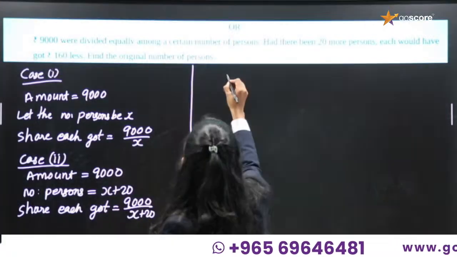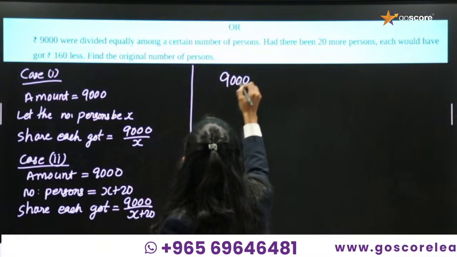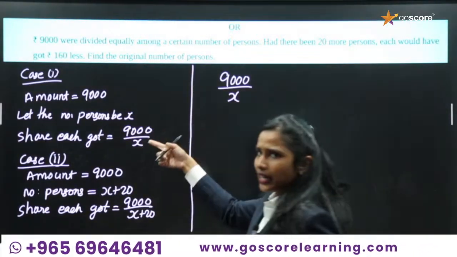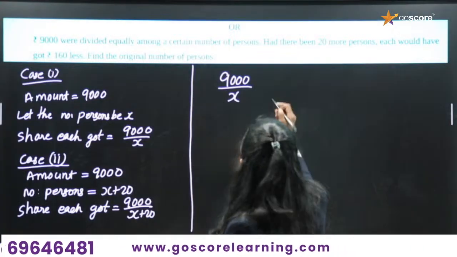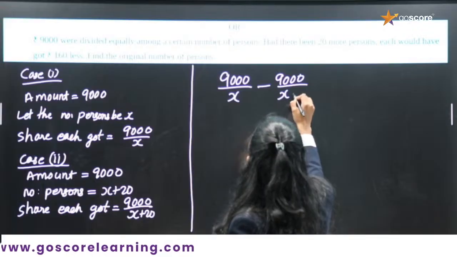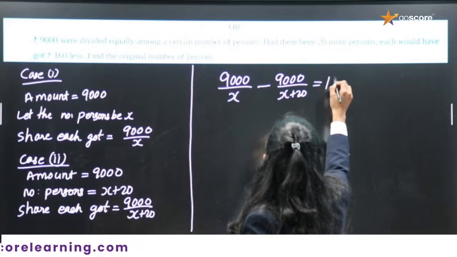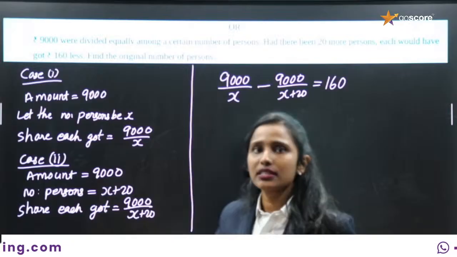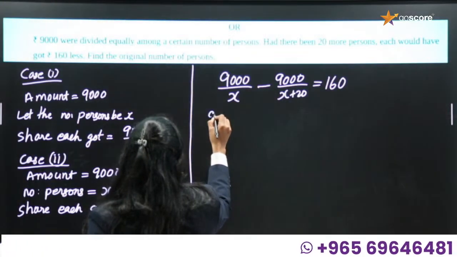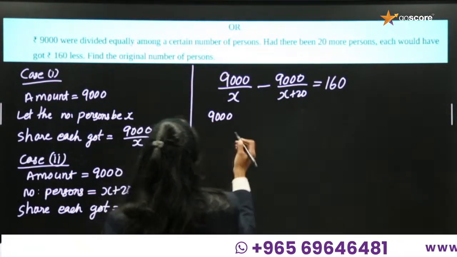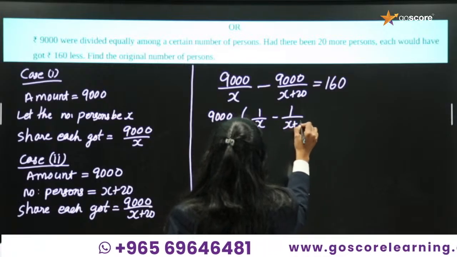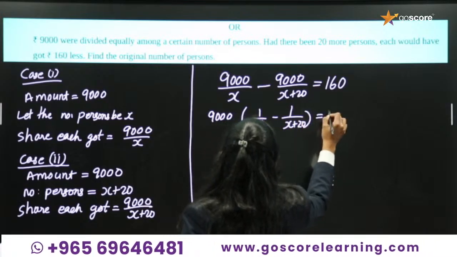Now, that means the amount 90,000 divided by x, it is bigger, right? Number of persons is lesser there, minus 9,000 divided by x plus 20 is 160. Okay, this is the condition we need to consider. Now, it is same steps, right, as the speed question. 1 by x minus 1 by x plus 20 equal to 160.